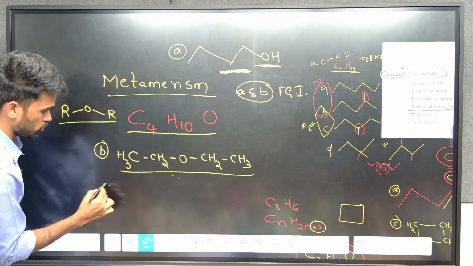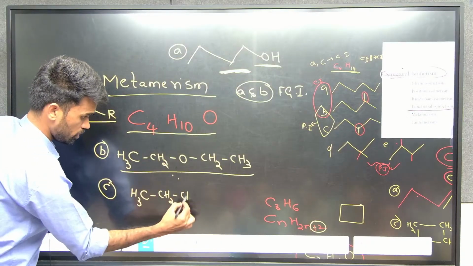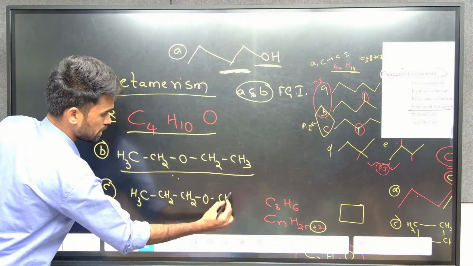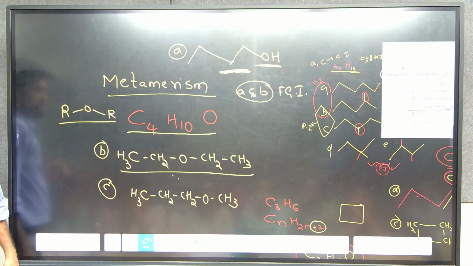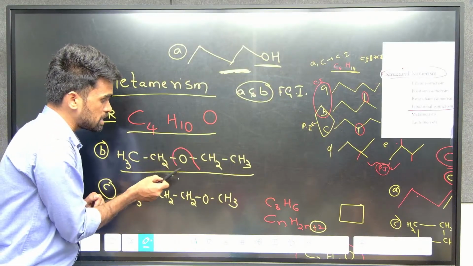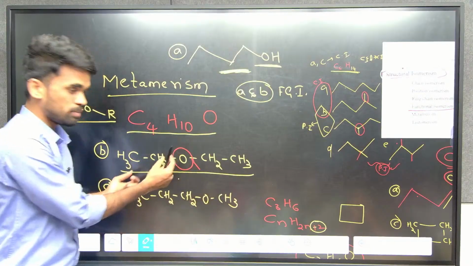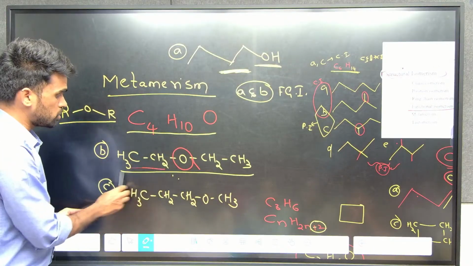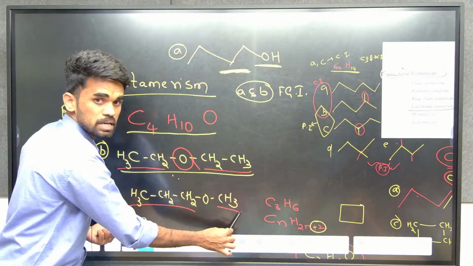Now see what I am doing. Here I am writing C: CH3, CH2, CH2, O, CH3. Now between B and C, you tell me what is the relation? Not position. See, to the oxygen of this ether, the alkyl groups attached are different. Both of them are ethers now. Here both sides ethyl and ethyl, but here one side propyl, another side is methyl.